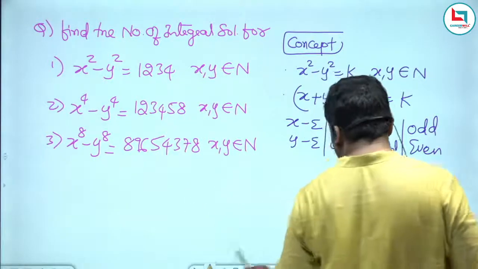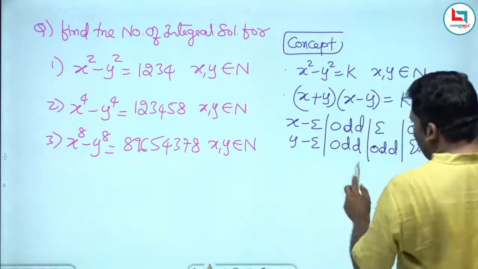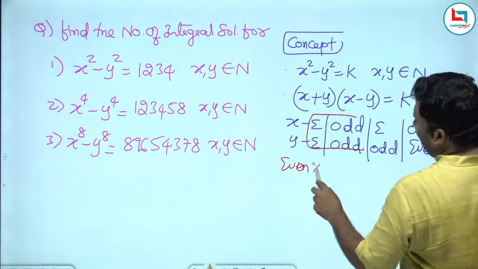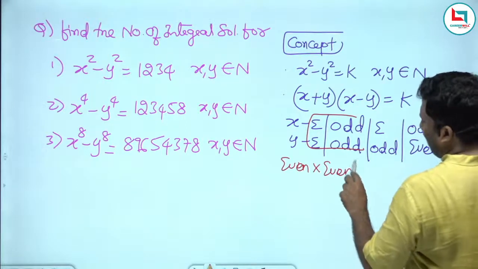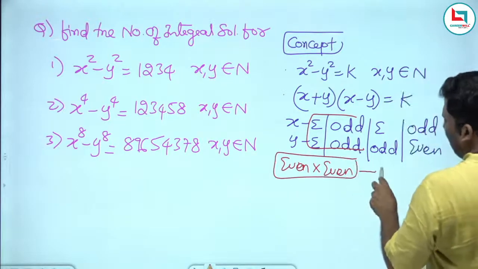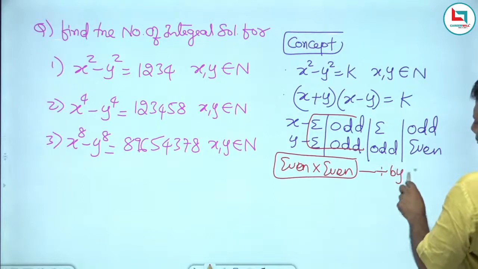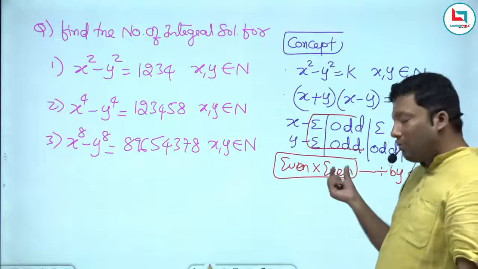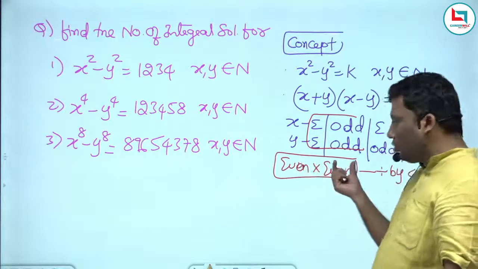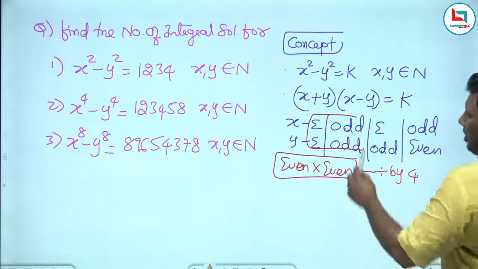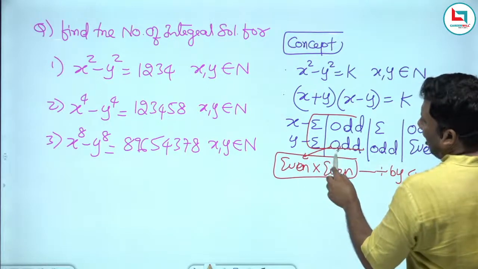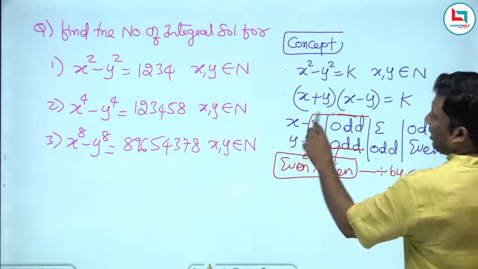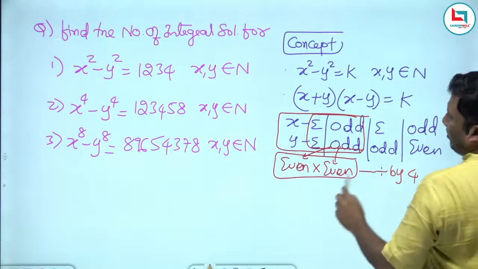Now if you observe the first two cases, even plus even, it is an even number. Even minus even, it is an even number. Even into even, that means it is divisible by 4. Even number is of the form 2k1, this even number is of the form 2k2. 2k1 into 2k2, it is divisible by 4. Odd plus odd, even. Odd minus odd, even. It is divisible by 4. That means in the first case, right hand side is divisible by 4.